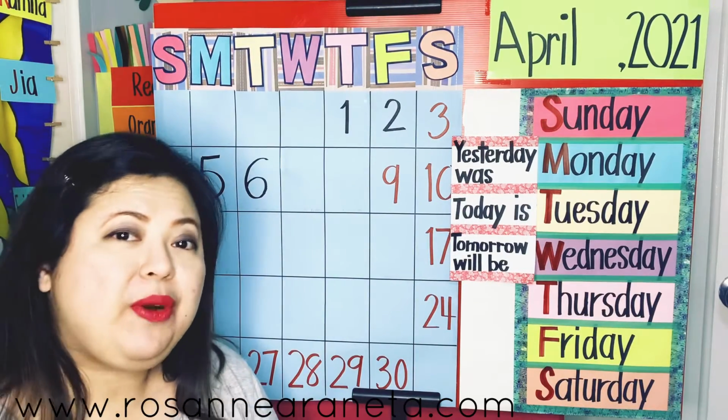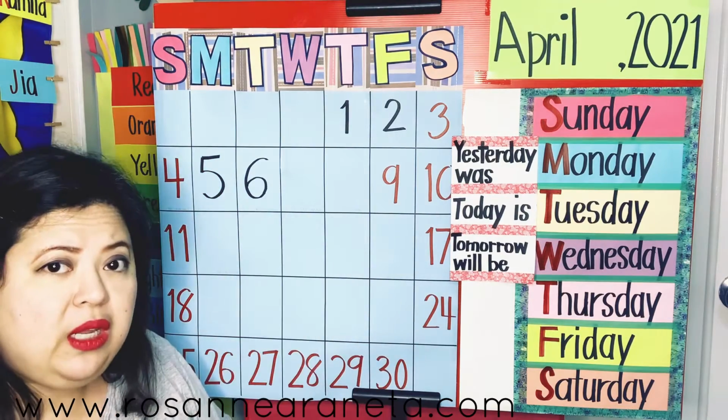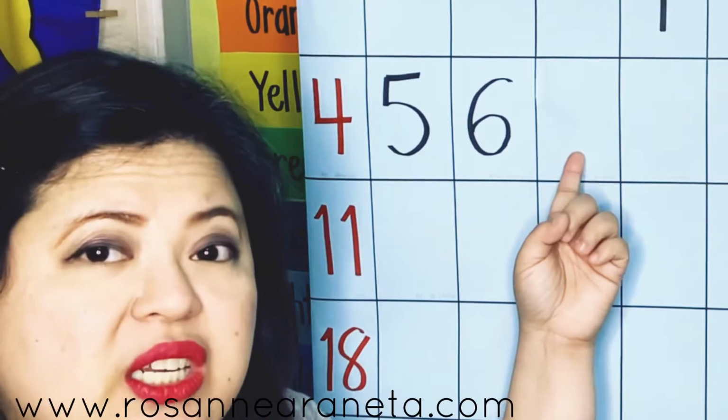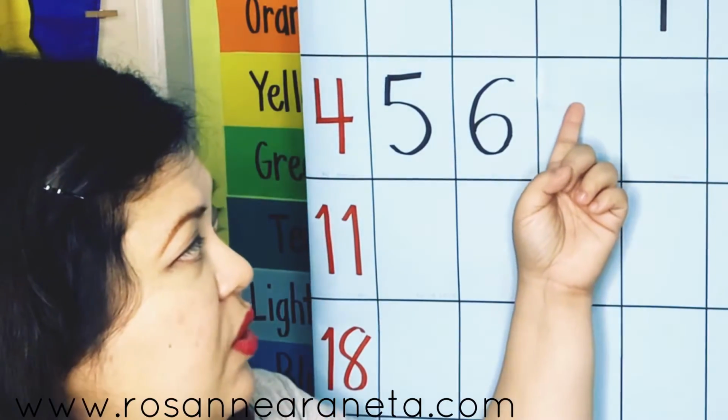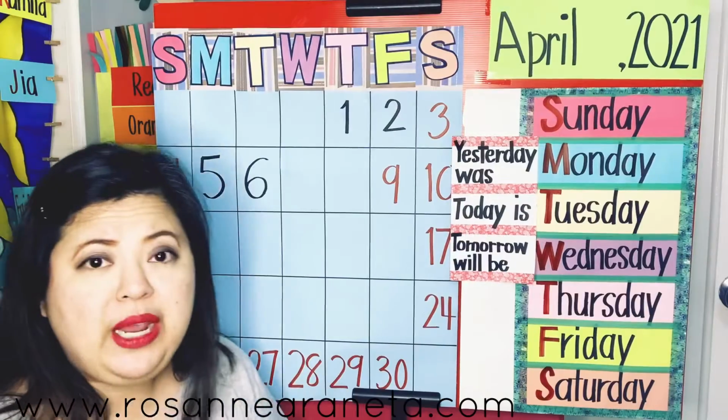Today is another opportunity for us to learn more about the April calendar. Now, we need to figure out what day and number comes after 6. We should stop counting when we reach this spot right here. Are you ready to count with me?